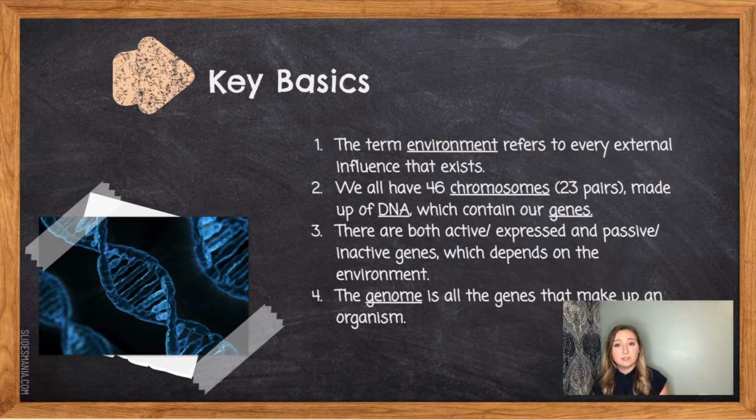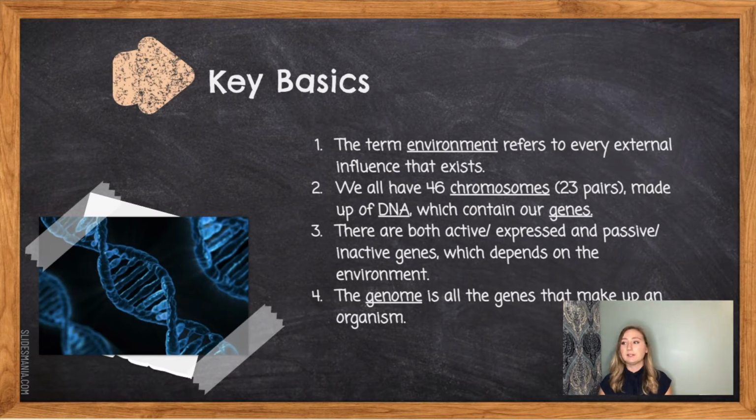The term environment, we're going to refer to every external influence that exists. That could be the country you grew up in, the state you grew up in, the school you go to, the people you hang out with, your family members, so on and so forth. The second one is that all humans have 46 chromosomes made up of 23 pairs, and those chromosomes are made up of DNA, which contains our genes.